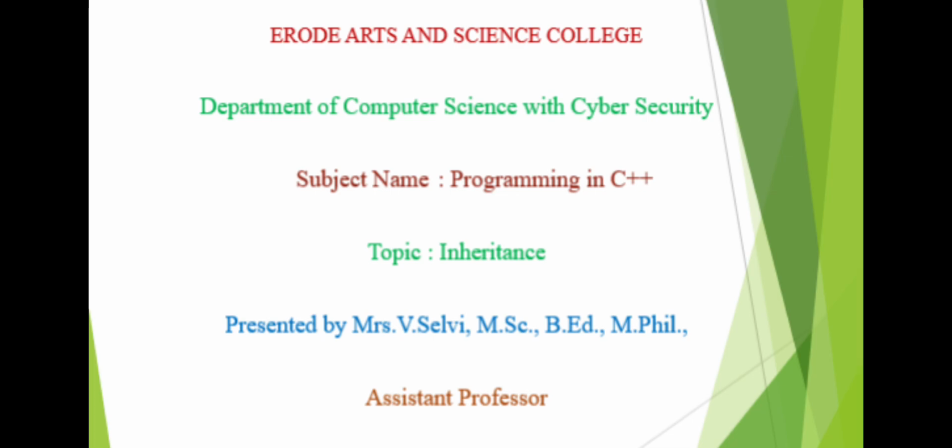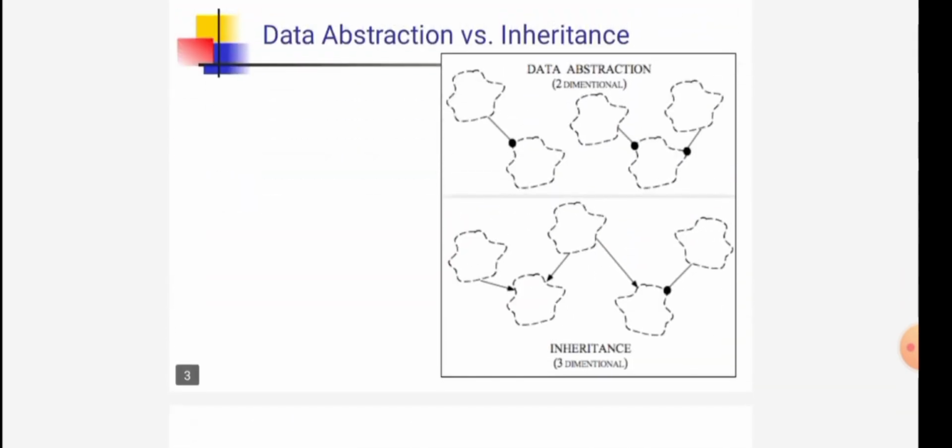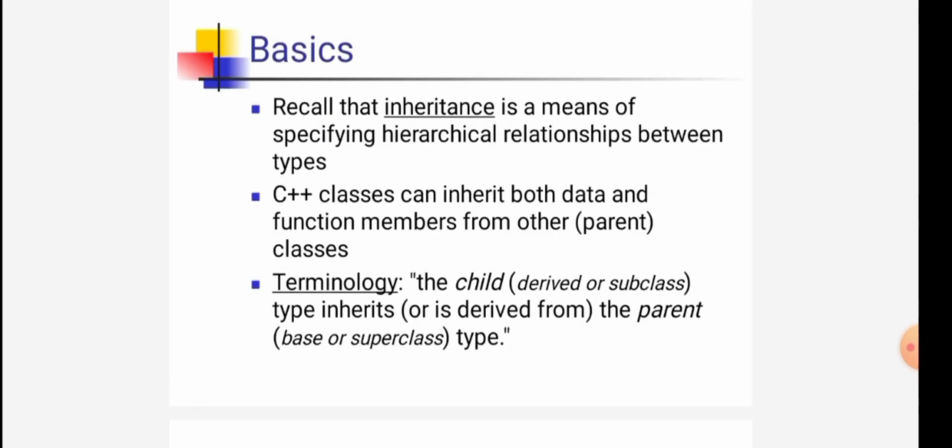Let us discuss the topic of inheritance in C++. Object-oriented programming can be defined as a combination of abstract data types with inheritance and dynamic binding. Data abstraction is two-dimensional and inheritance is three-dimensional. Inheritance is nothing but specifying a hierarchical relationship between types. C++ classes can inherit both data and function members from other classes.